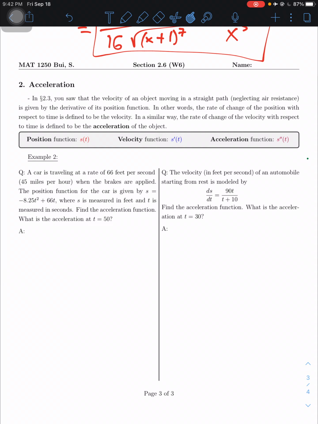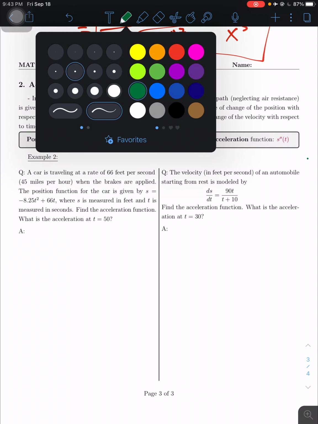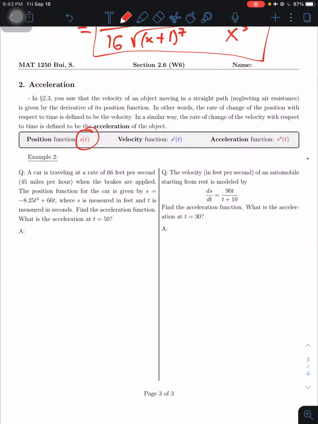All right, so in 2.3, you saw that the velocity of an object moving in a straight path, neglecting the air resistance, is given by the derivative of its position function. In other words, the rate of change of the position with respect to time is defined to be the velocity. In a similar way, the rate of change of the velocity with respect to time is defined to be the acceleration of the object. So all of that wording just to tell you that the original function is the position function, s of t.